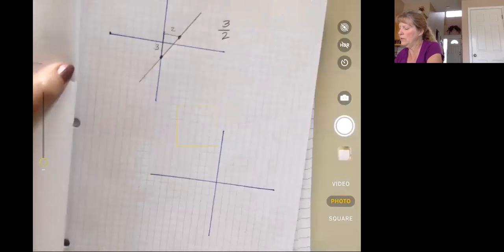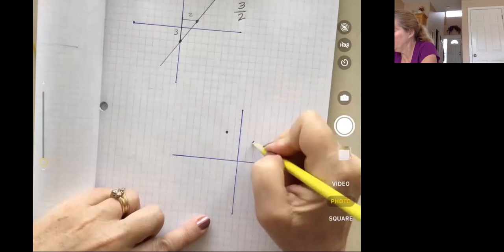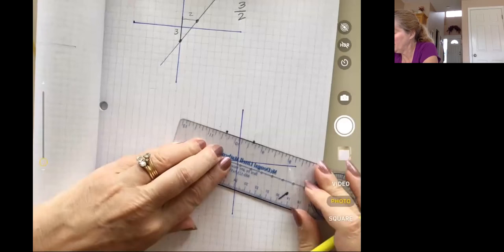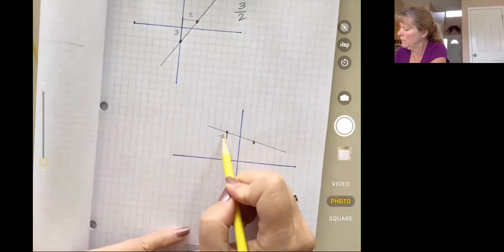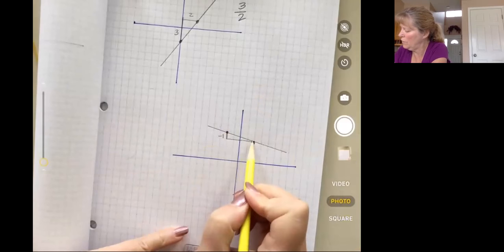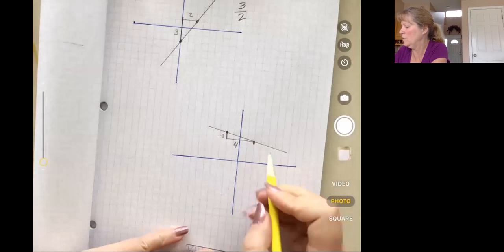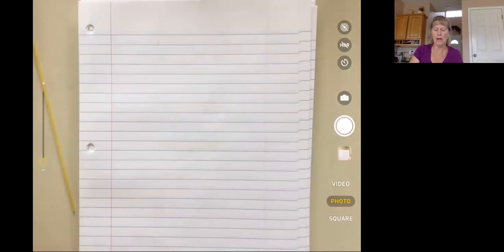If you have a downhill line, let's see, I go from here to here. This one sinks 1 and it runs over 1, 2, 3, 4. So the slope is negative 1/4. Negative goes downhill. Okay, so you can get the slope from a table, you can get slope from a graph, you can get slope from a word problem.